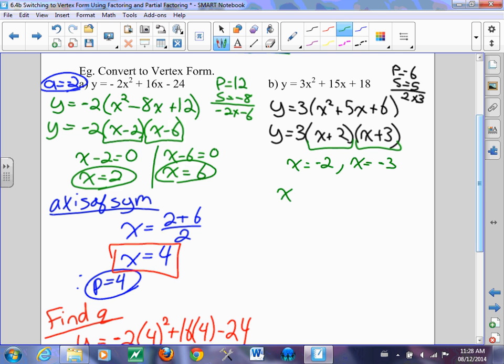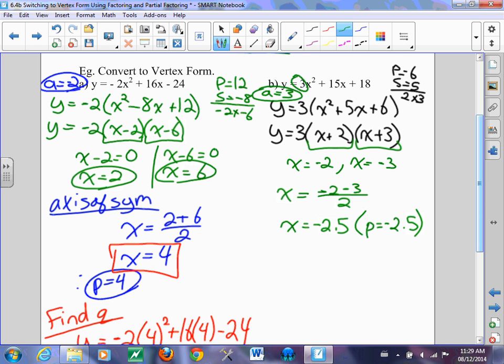Now you're going to find the axis of symmetry. Okay, so it's negative 2 minus 3, all divided by 2. Okay, so x equals negative 2.5. Just to back up there, guys, that means p equals negative 2.5. What else do we know, folks? A equals 3 from standard form.